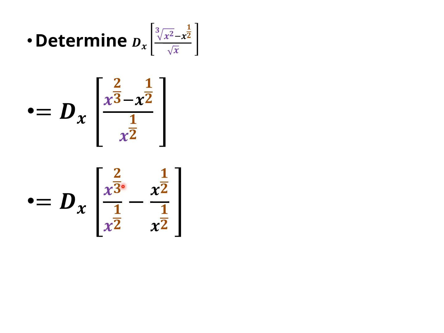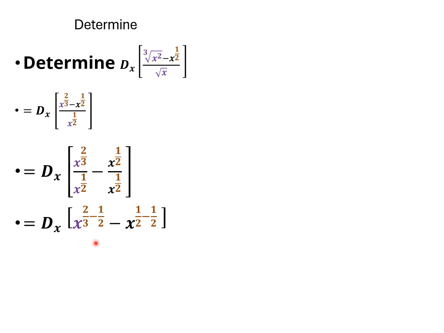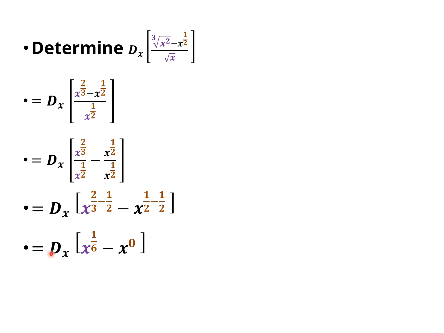So this will become x to the 2 over 3 minus half, minus x to the half minus half, which gives me 0. If I cross multiply, I have 4 over 6 minus 3 over 6, so it should be 1 over 6. So if I simplify, x to the power 1 over 6 minus x to the power 0.